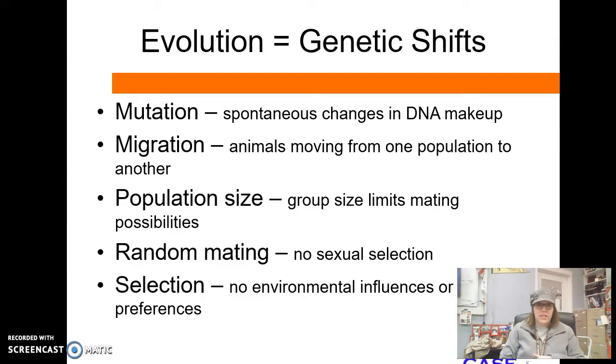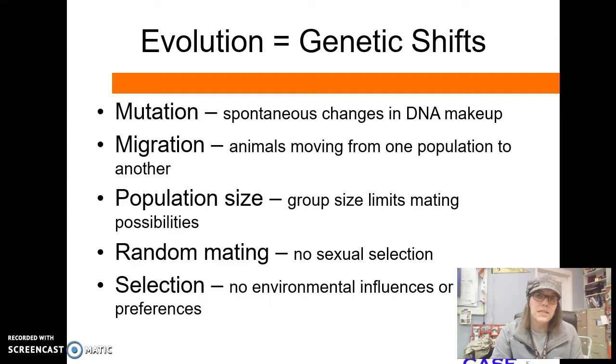The next one is migration. This is just animals moving from one population to another. It's not so much like the yearly migration that animals go through. It's more like a permanent migration. Like these goats left this region and entered this region permanently. That's what we mean by migration.